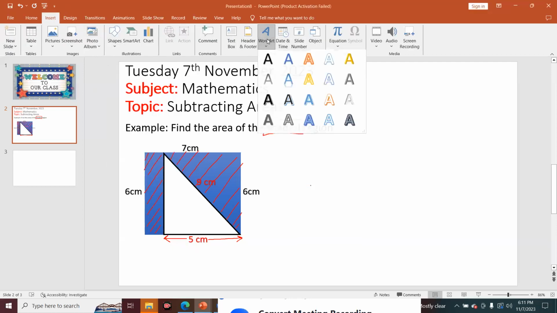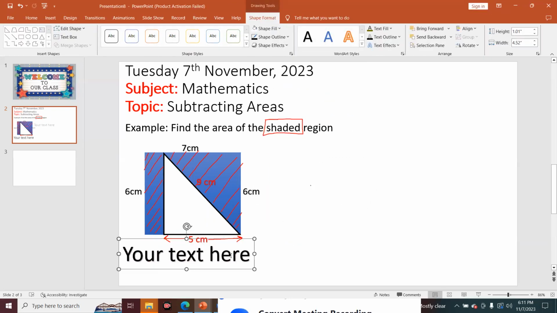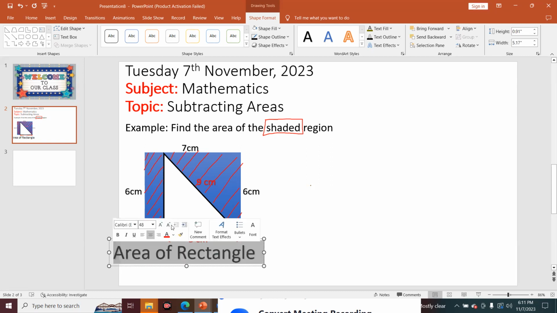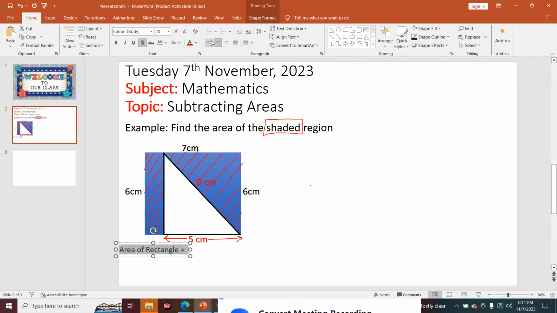So like I said, the first step is to first find the area of the rectangle. So let's do that. So the area of a rectangle. That's the first step. Now, what is the formula for the area of a rectangle? Length times width. Very good. So the formula for the area of a rectangle is going to be length times width. What is the length in this case?